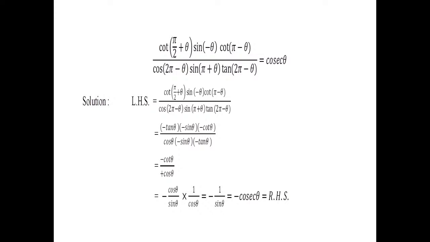Sin pi plus theta is equal to minus sin theta. Tan of 2 pi minus theta is equal to minus tan theta. Sin theta, tan theta cancel. Cot theta upon cos theta, so minus cos theta upon sin theta into 1 upon cos theta. Cos theta cancel, we get minus 1 upon sin theta, which is equal to minus cosec theta. This is what we wanted to prove.